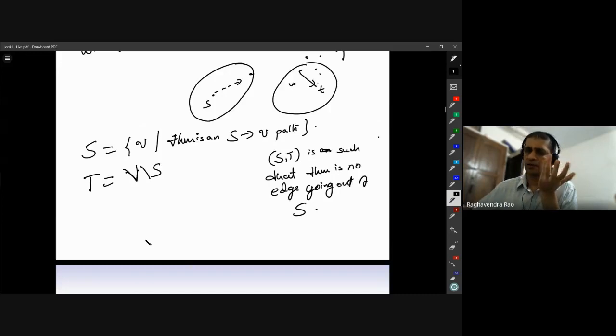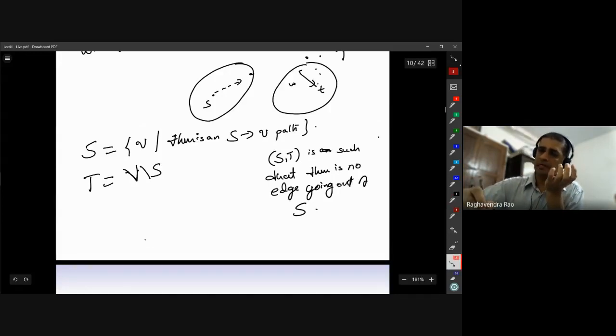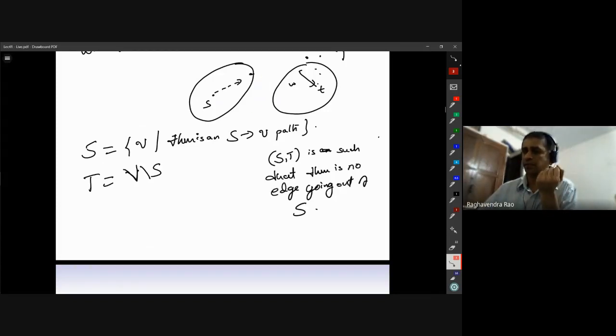Well, it is a cut if you take any set of vertices, right? If you take any set of vertices containing S, and you take the set of edges going out of it, it's a cut. Of course, it's a cut. But what is that cut? If you take any partition of the vertices, it's going to form a cut.